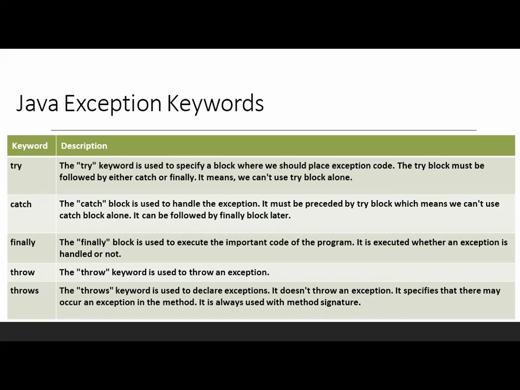Next one, finally. The finally block executes the important code of the program. It is executed whether an exception is handled or not. Throw is used to throw an exception. The last one is throws. Throws is used to declare exceptions. It does not throw an exception. It specifies that an exception may occur in the method.